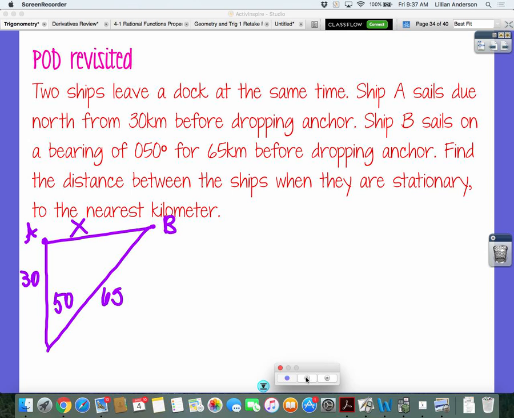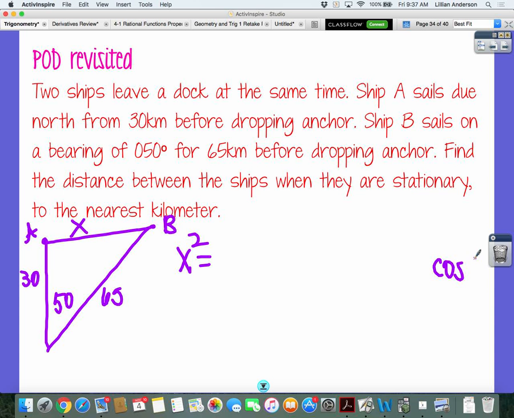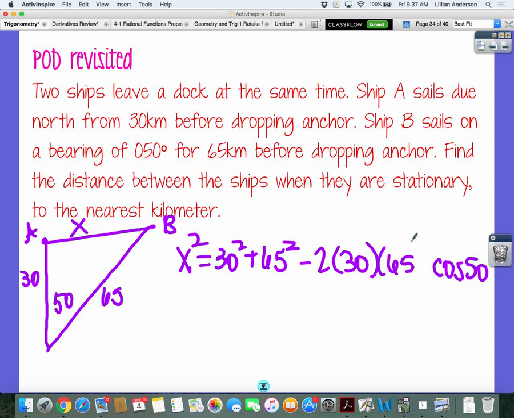So, realize that yes, A and B represented your ships. You could have labeled this C, but the truth of the matter is this. You're looking for the side across from the angle that you're given. Okay? And so, whatever side you're looking for, when you're using cosine rule, it's always across from the angle that you're given, like so. Okay? And then the 2 sides, for that side angle side, are the ones that you square. Then you have the minus 2 times 30 times 65 cosine 50. That's how you should set this one up, right?